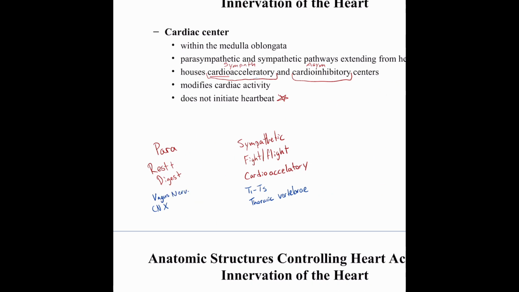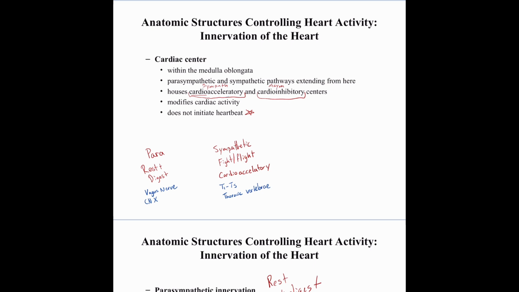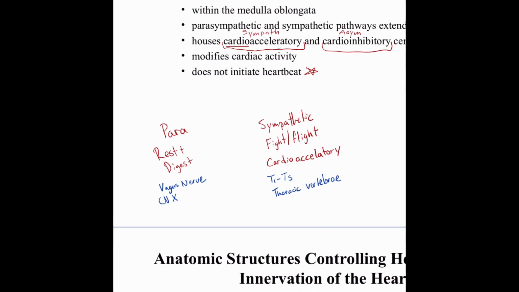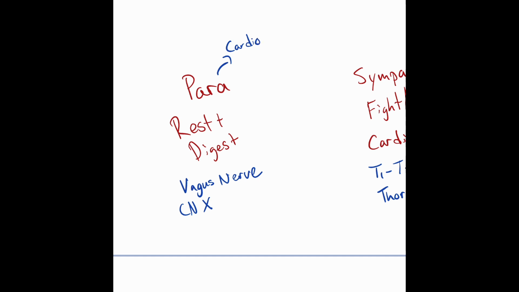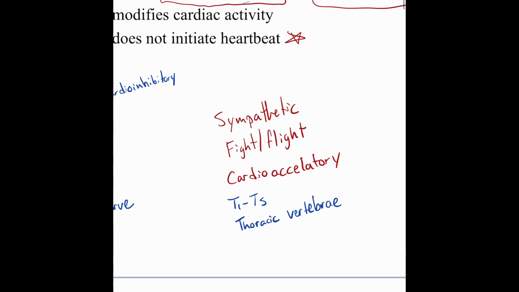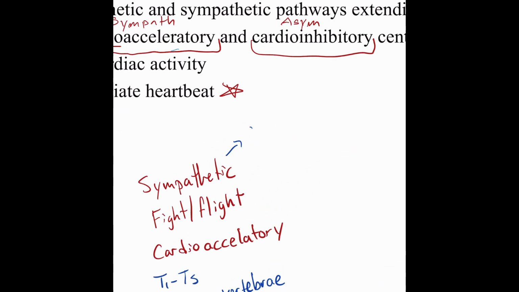All right, so now we've established that parasympathetic, rest and digest, vagus nerve, is our cardioinhibitory, right? Decreasing the heart rate because we are resting. So parasympathetic is cardioinhibitory. In the sympathetic, we have cardioacceleratory because it's our fight or flight. Okay, I'm definitely saying that wrong. Acceleratory.